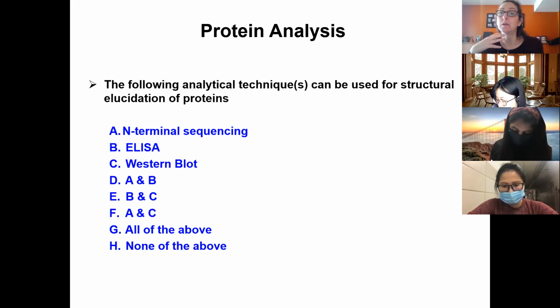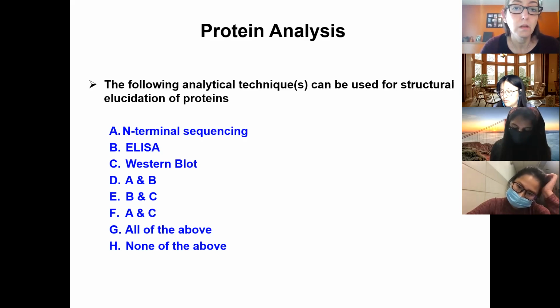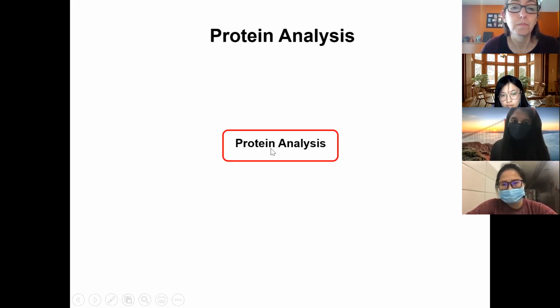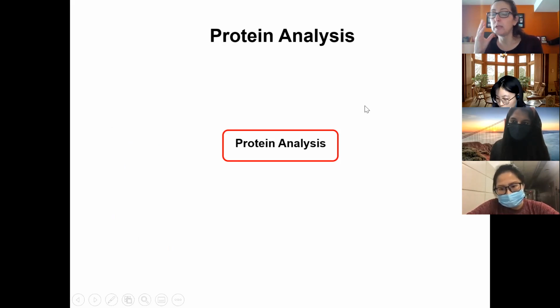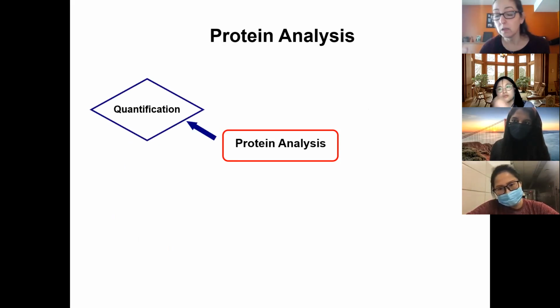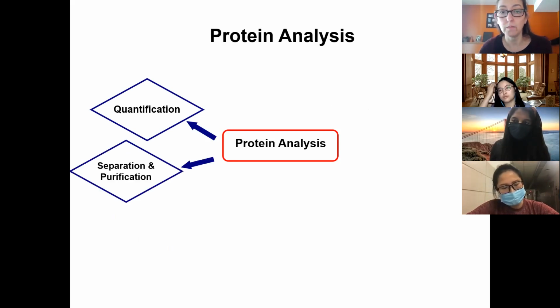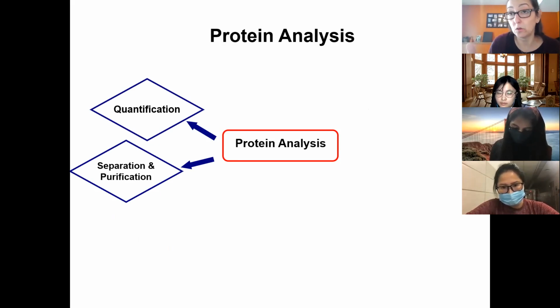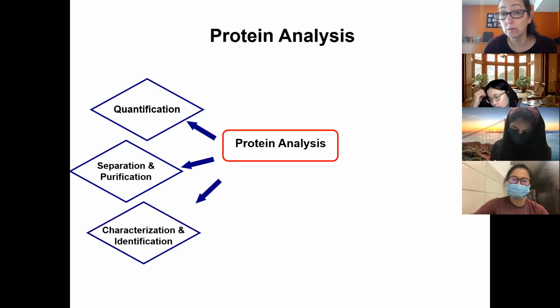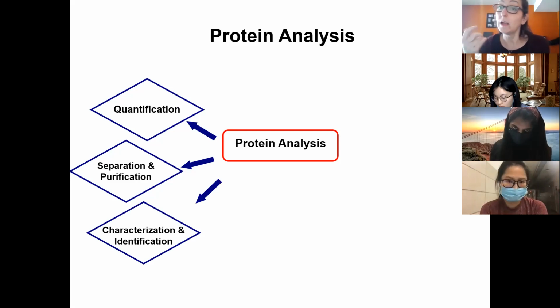So we're going to talk about differentiating these different protein analyses and what the purpose of these are. When we hear the word protein analysis, it means so many different things. It doesn't necessarily mean quantification. Quantification is just part of it, right? So you have quantification of the protein. We analyze proteins, we separate them. It's part of the analysis. So we isolate the protein, we separate it into a purified fraction. We characterize it and we identify it.